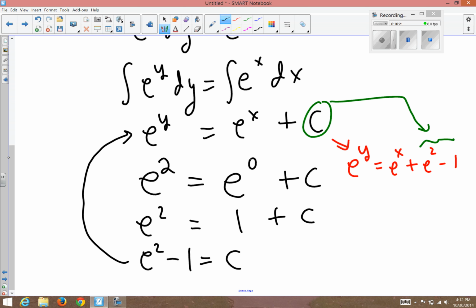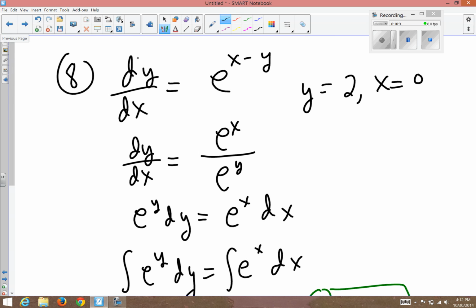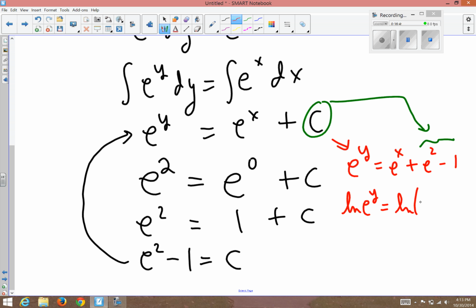But we do need to end up with y equals a function of x. That's the goal. This y at the top has to end up equaling a function of x that's on the bottom. And we don't have that yet. So we are going to take the natural log of both sides. The natural log of the left side equals the natural log of e to the x plus e squared minus 1. Because natural log of e to the y, we can put the y in front. But the y is in front of the natural log of e.